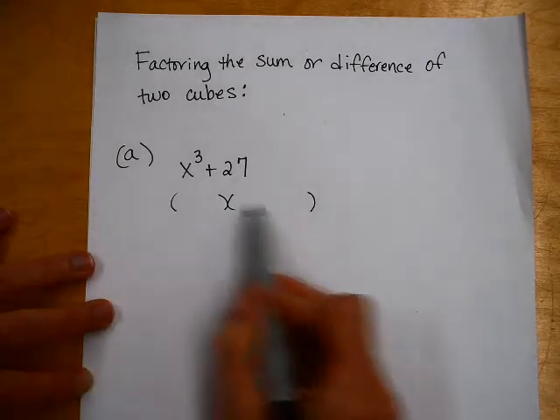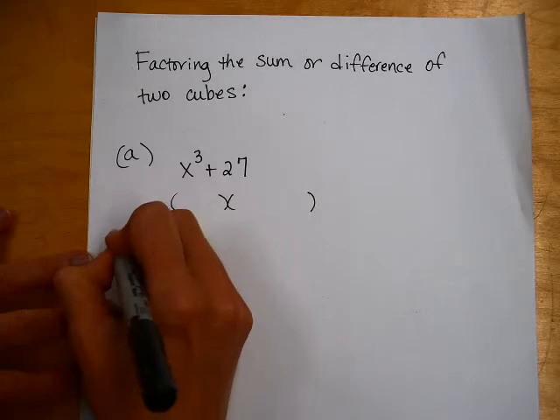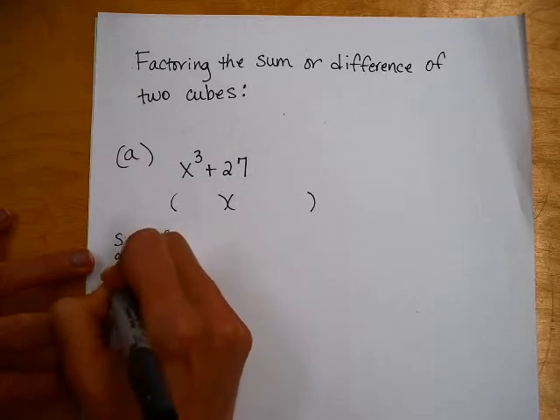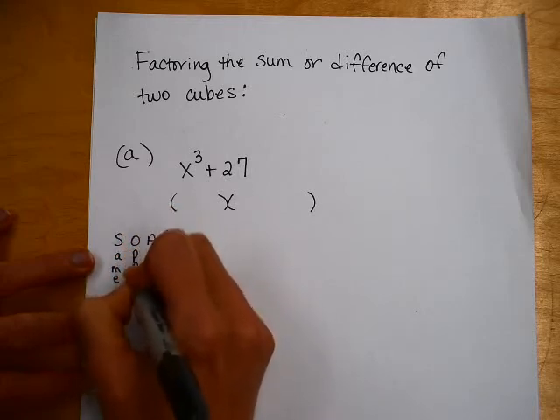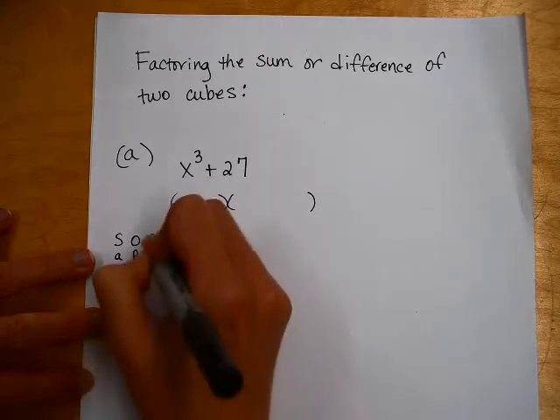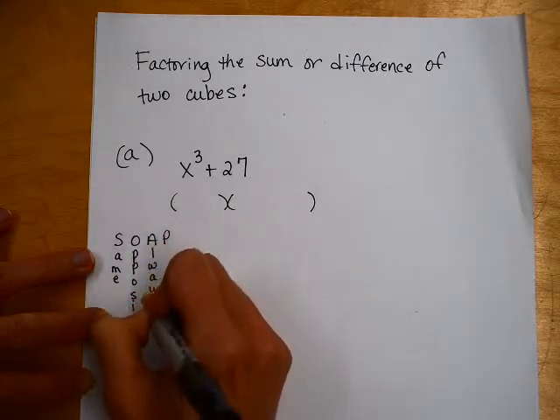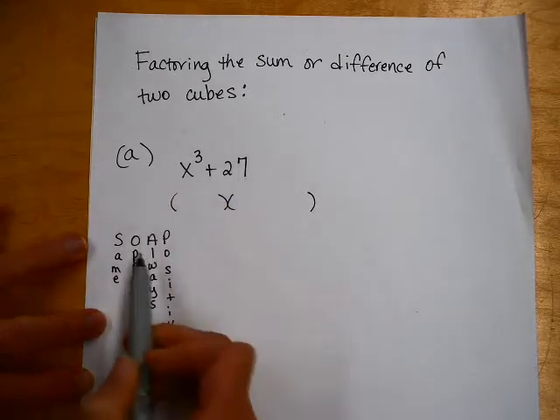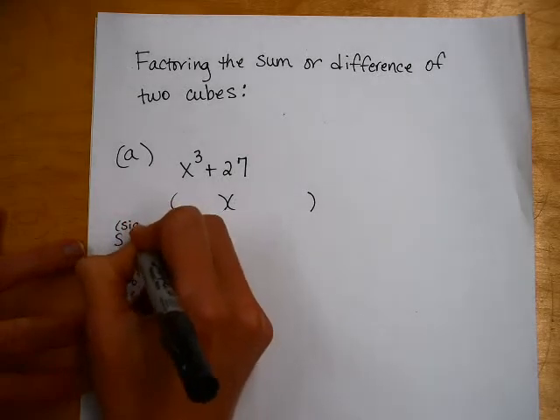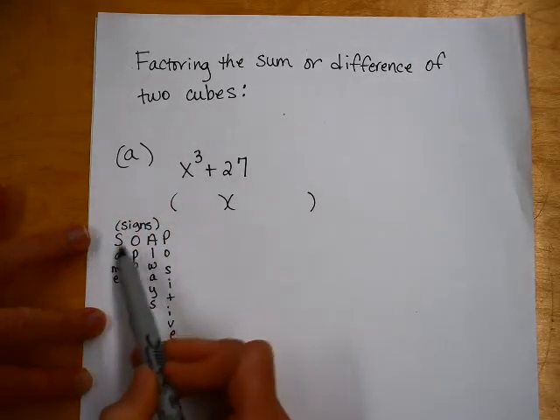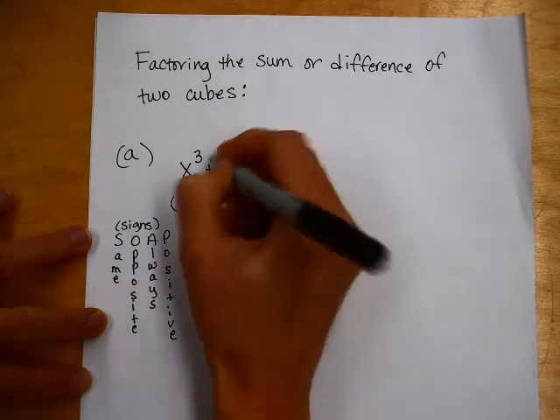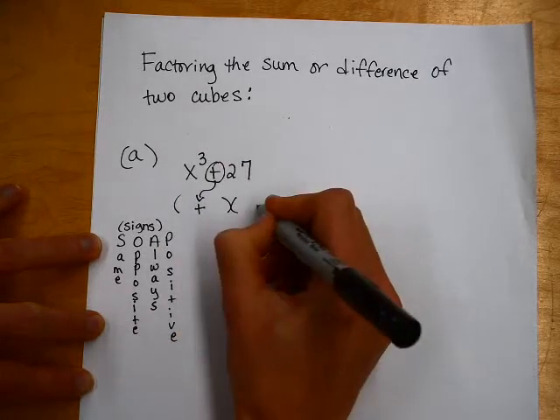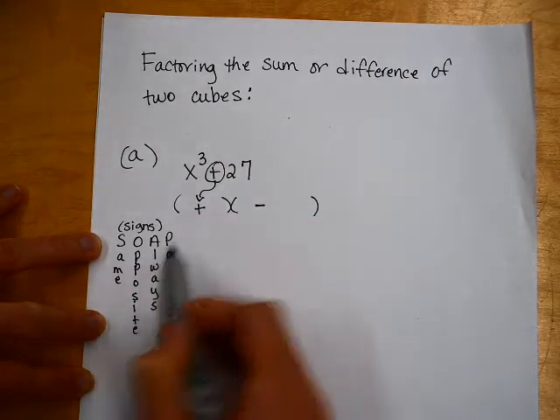And then after I put that, I use something called SOAP. And SOAP stands for same, opposite, always positive. Okay? And so that tells me how to correctly put my signs in the parentheses. So SOAP tells me to do same. That means same as my problem goes here. Opposite of this sign goes here. And the last one is always positive.